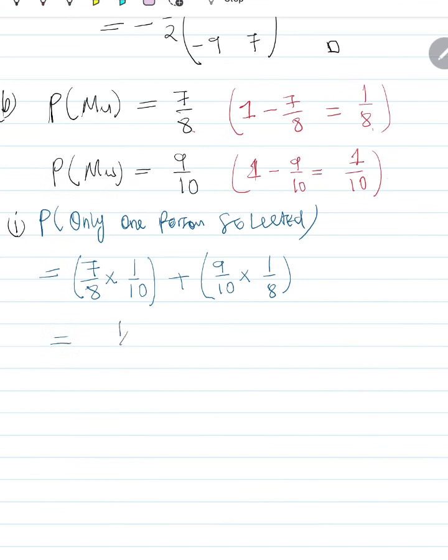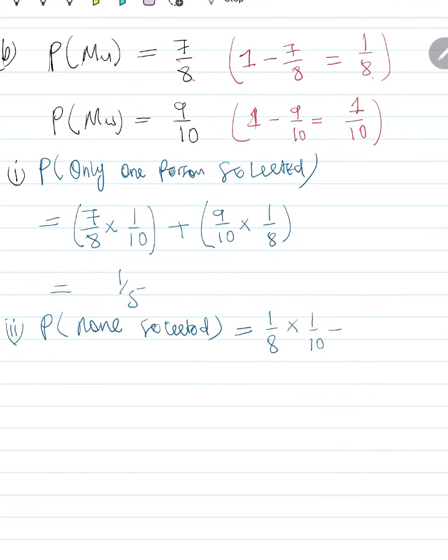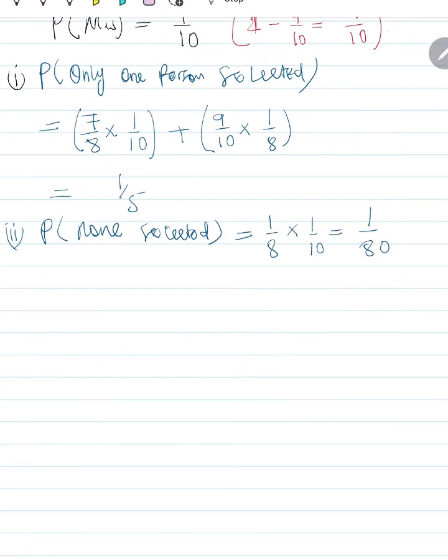Okay, so if you punch this on a calculator, you should be able to get 1/5. Okay, now let us go to the second part. The second part says the probability that none of them is selected. So the probability none selected. So this one, 1/8 not being selected, then multiply by 1/10 not being selected, which is 1/80. All right, so that was the first question.